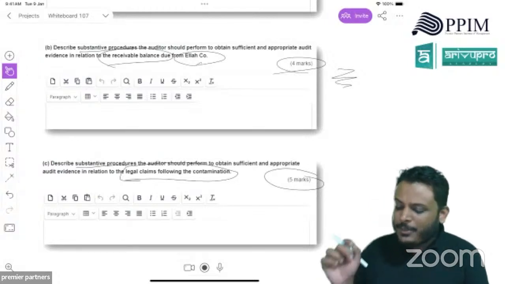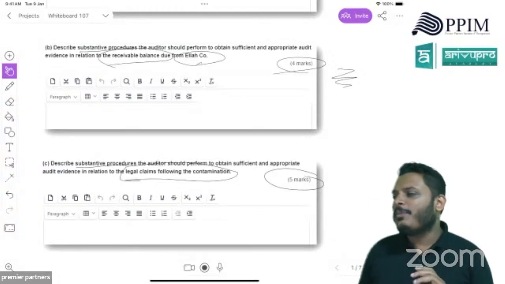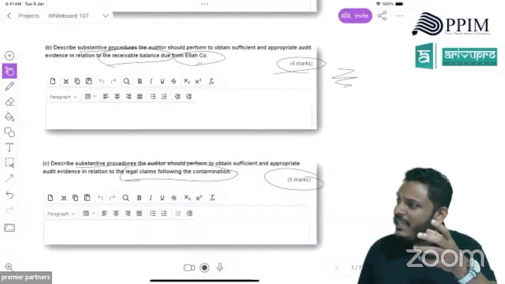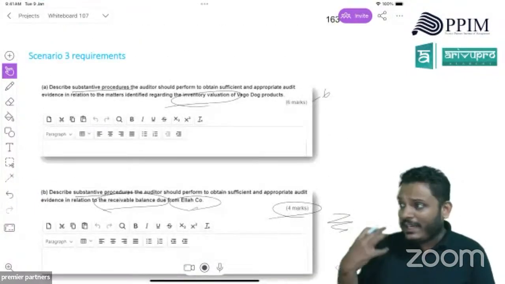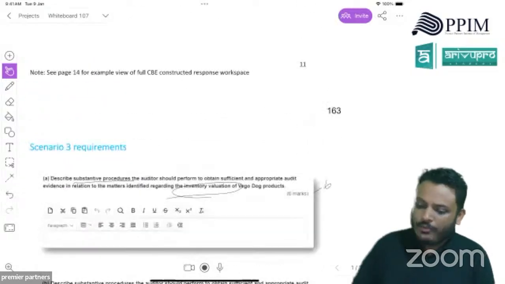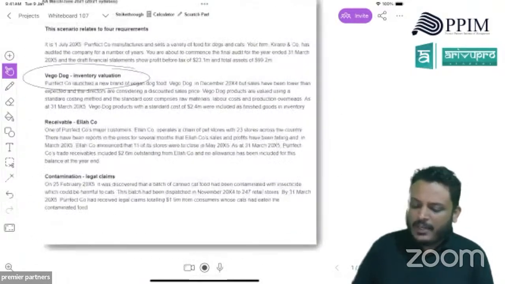So if you are writing procedures, third one you are writing procedures over provision, second one procedures over receivable. Without reading that scenario, you should not write the answer. You can't just go by heart. You can get an idea, but you can't just go by heart. Therefore, first we'll take inventory valuation.